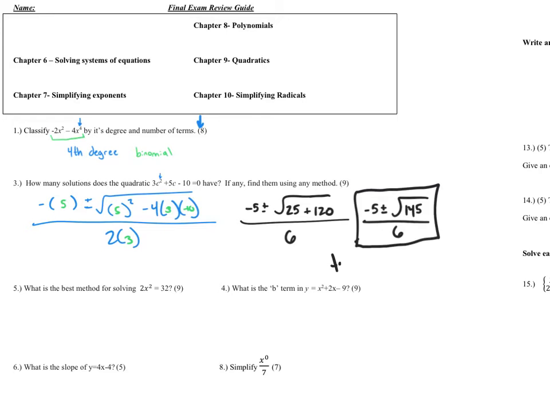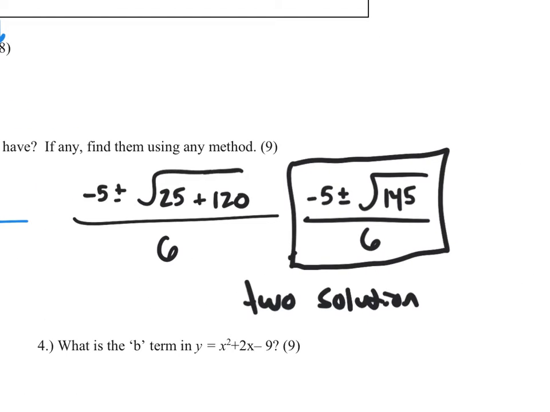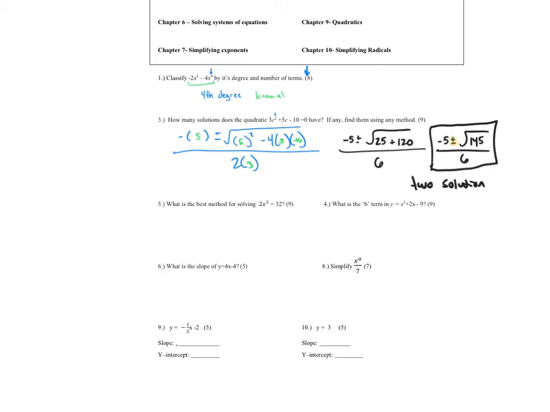So this one had 2 solutions. And those 2 solutions are negative 5 plus the square root and negative 5 minus the square root, because that plus or minus is what gives us the 2 solutions.